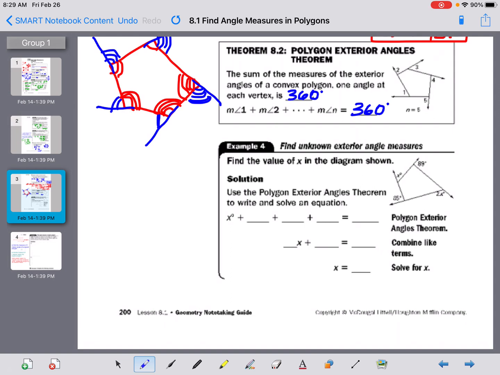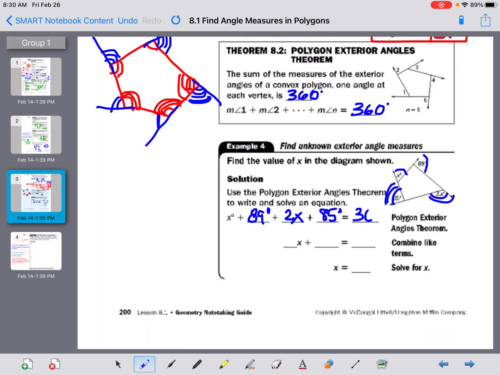So let's do our next problem here. Find the value of x in this diagram. Well, I see all these exterior angles. Now, what's important to know is you have to get an exterior angle at every vertex. You can't just use some of them. You have to use all of them. So I see x on the first vertex. I see 89 on the next. On the next vertex, I see a 2x. And finally, on the last one over here, I see an 85.